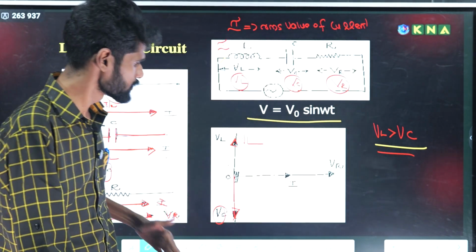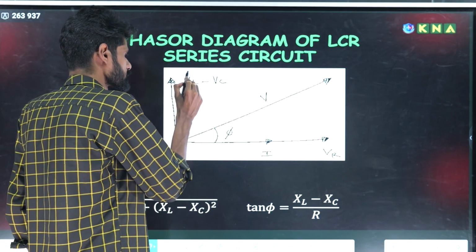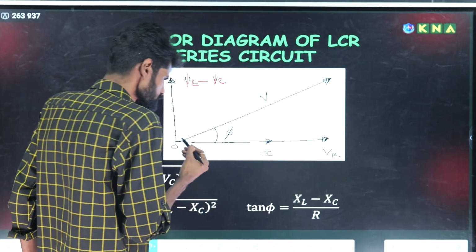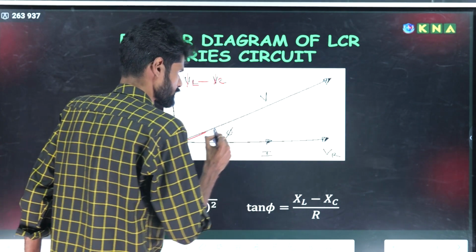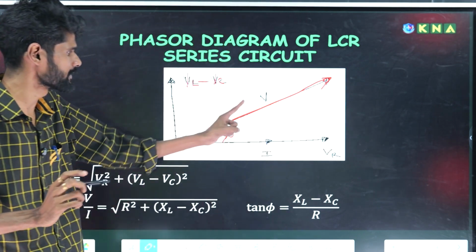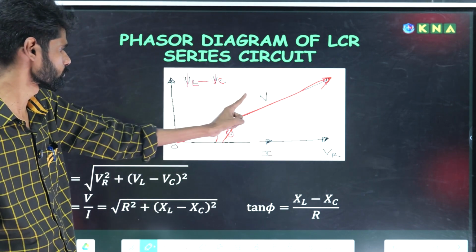Now this is the resultant phasor diagram. VL minus VC is in the upward direction. This is the current. Now this is the resultant voltage, which makes an angle phi with the current. So V is the resultant voltage across LCR. Okay, so V is the RMS value of voltage.